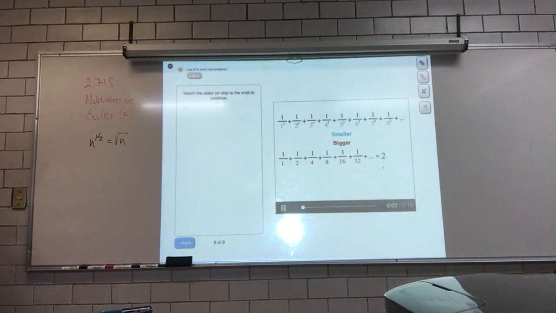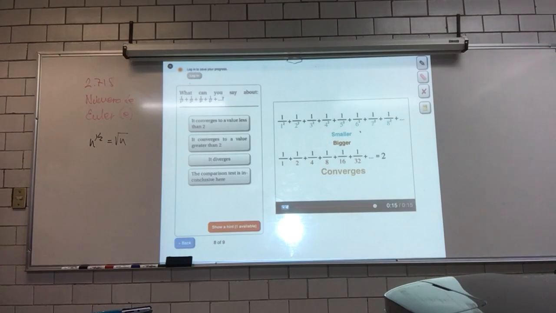Yeah, this geometric series adds up to 2. And if it adds up to a finite number, that's what it means to say that the series converges. So if the series with the bigger terms converges, what can you say about this series up here with the smaller terms? ¿Qué pasa con la serie de números menores? Converge a un valor menor de 2, converge a un valor mayor de 2, diverge, o la prueba de comparaciones no es concluyente.